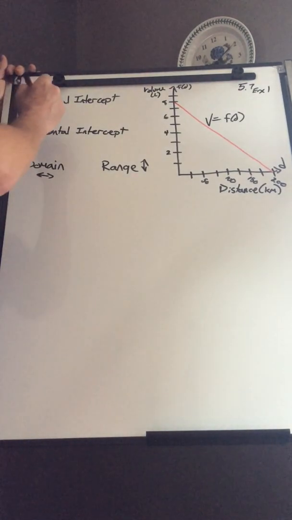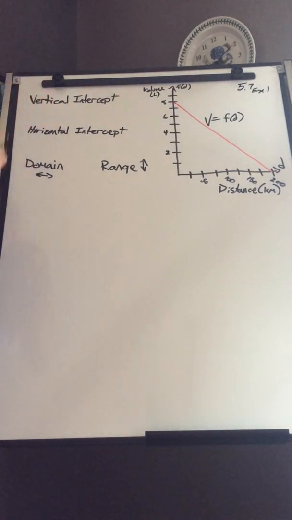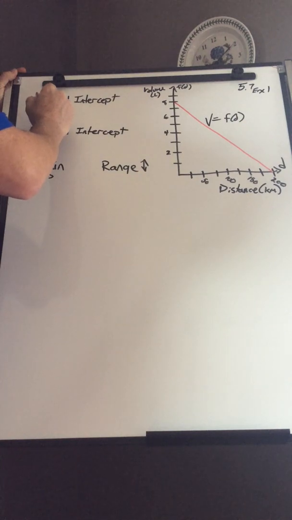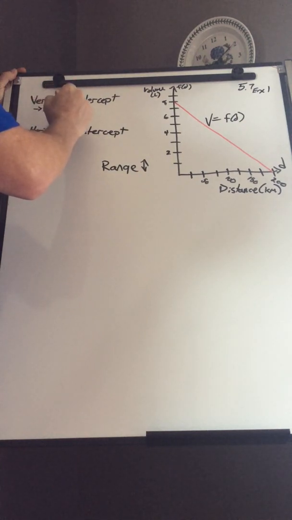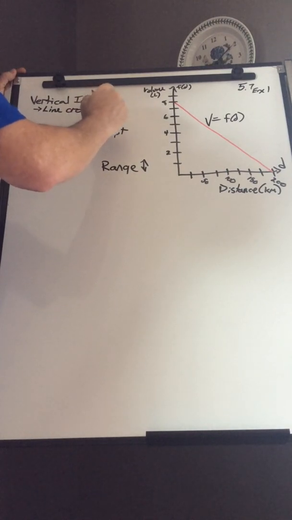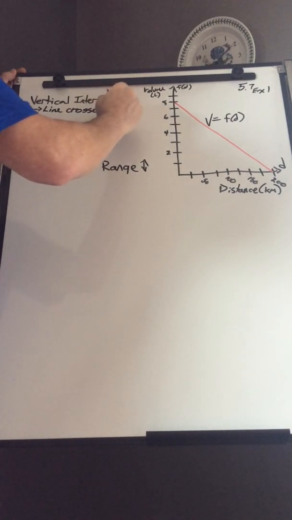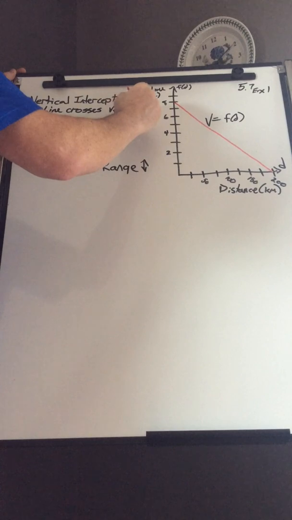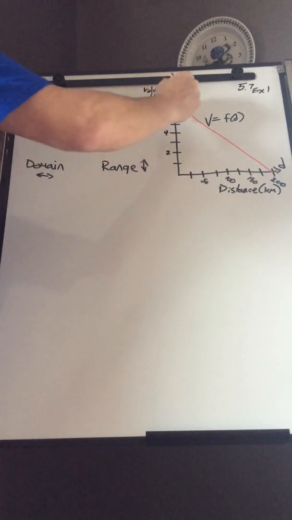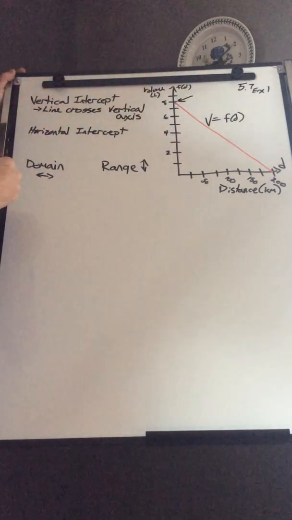Vertical intercept is the point where the line crosses the vertical axis. Okay, so that would be this point.